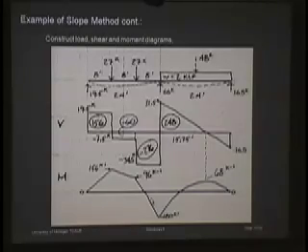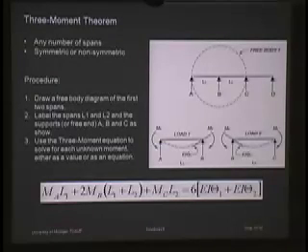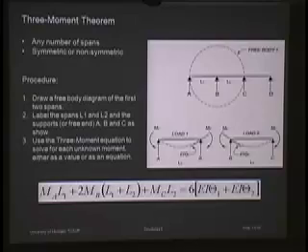Now, the third way, and this is, I guess, the most versatile, because the first one was the least versatile. It was probably the easiest, but the least versatile. It had to be symmetric, had to be two spans. The second one was a little bit more versatile. It had to be two spans, but it didn't have to be symmetric. So you could have asymmetric load, asymmetric spans, but they had to be just two spans.